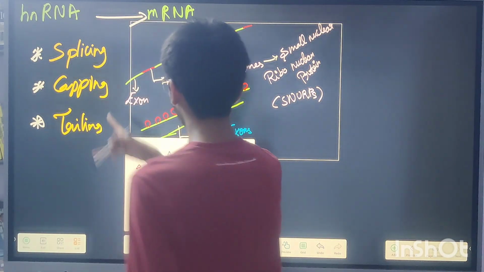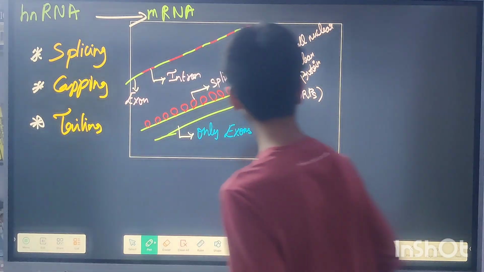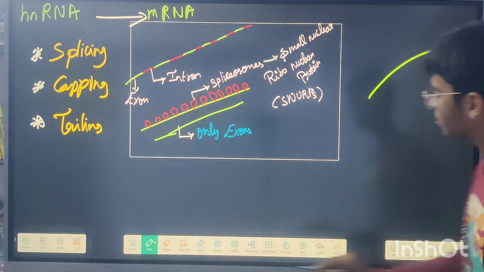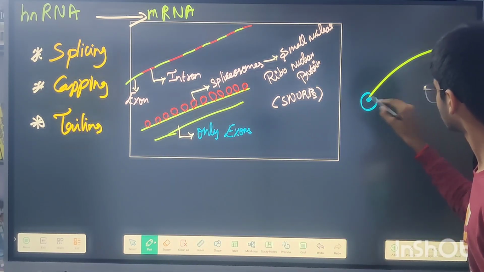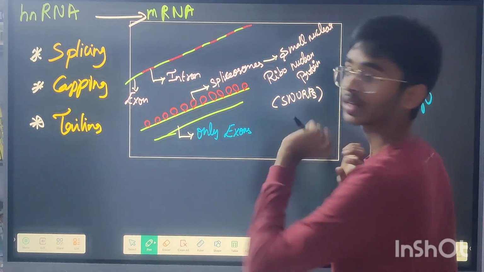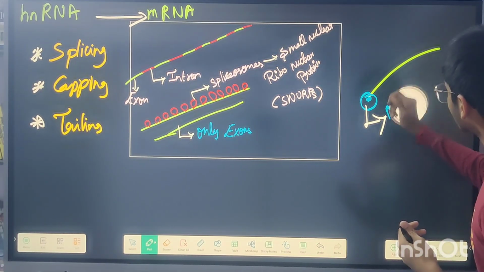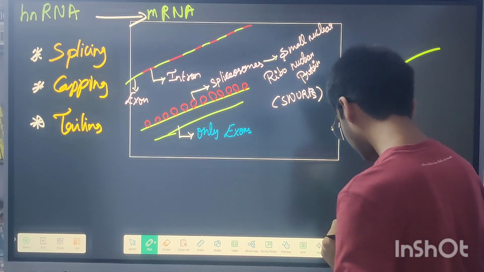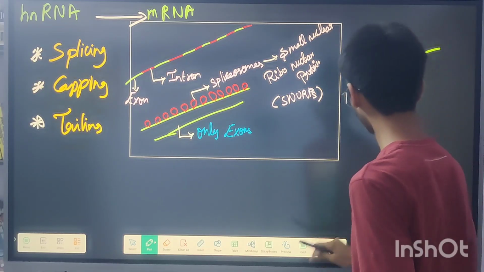Okay, so next after this we are having capping. So what is capping? This is for the exon part. Splicing is done on the front part, and after that we are having capping. To this exon there will be a phosphate added. It is not just a normal phosphate, it is known as methyl guanosine triphosphate.